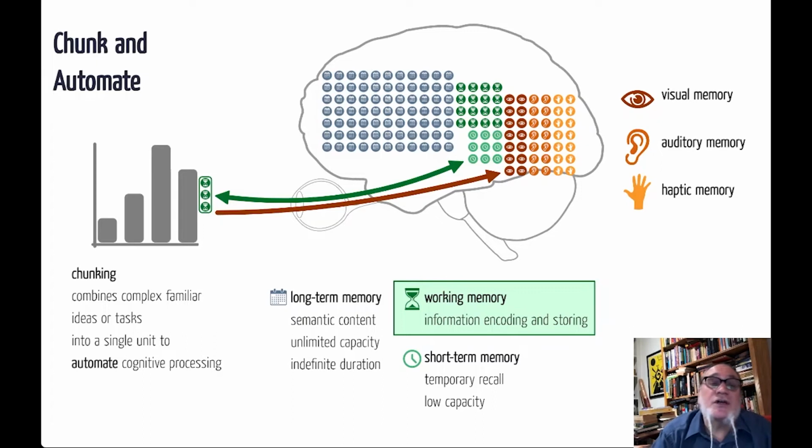It does something called chunking. It combines complex familiar ideas and tasks through analysis, through repetition, through practice. It combines these complex ideas into a single unit to automate that cognitive processing. So if we see something that's familiar to us and something that's unfamiliar to us, we can take the familiar part to help us contextualize the unfamiliar part.